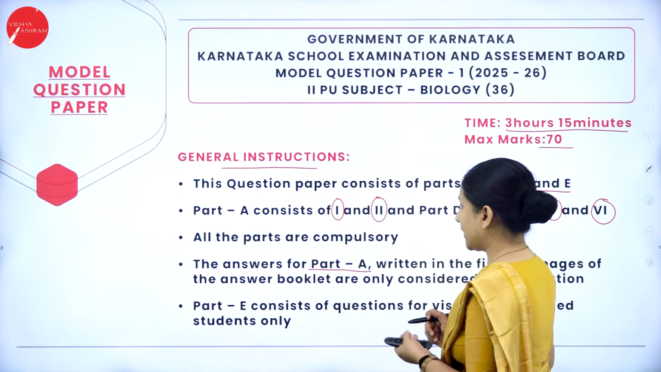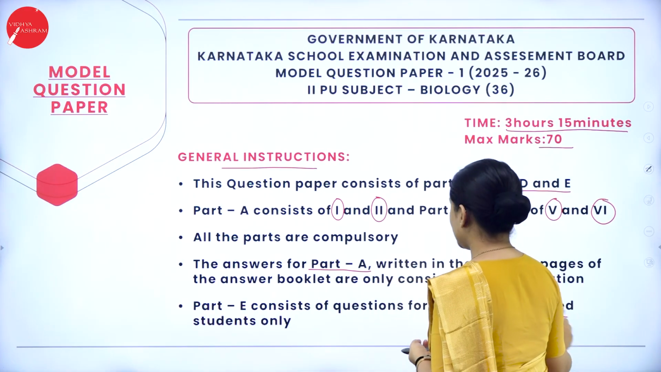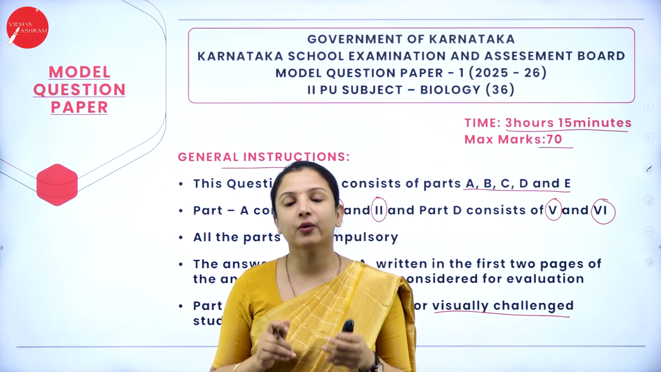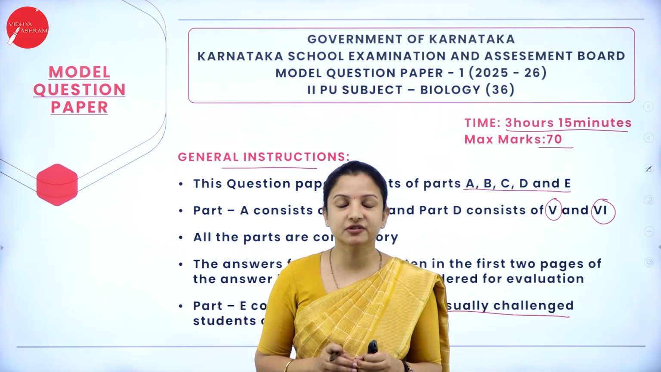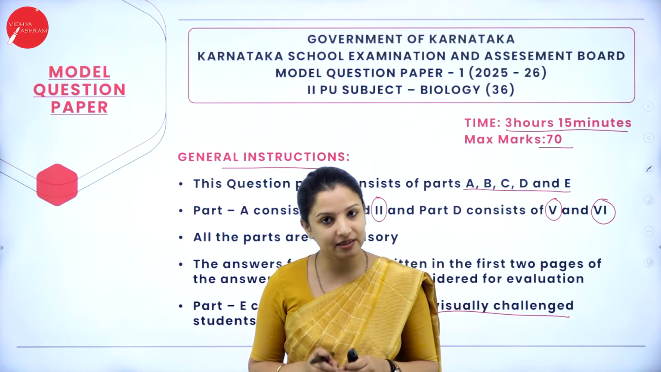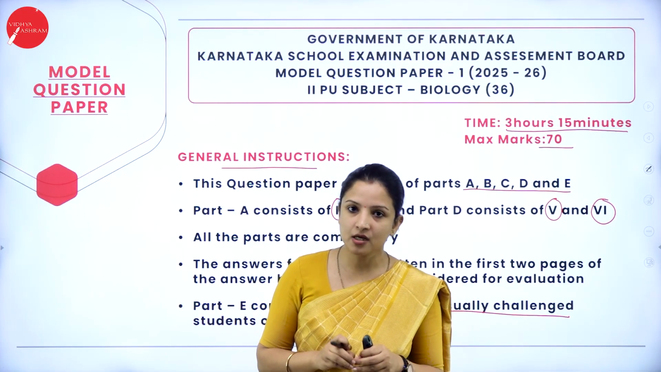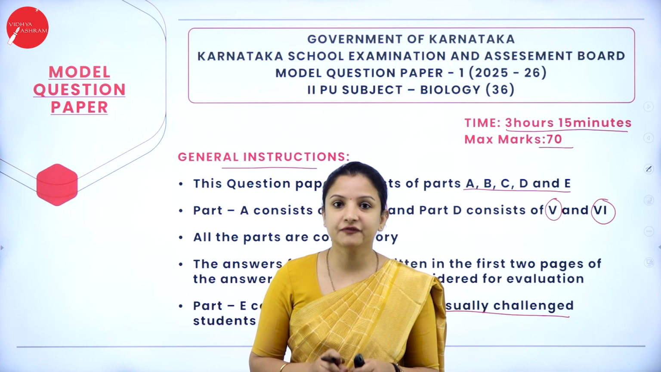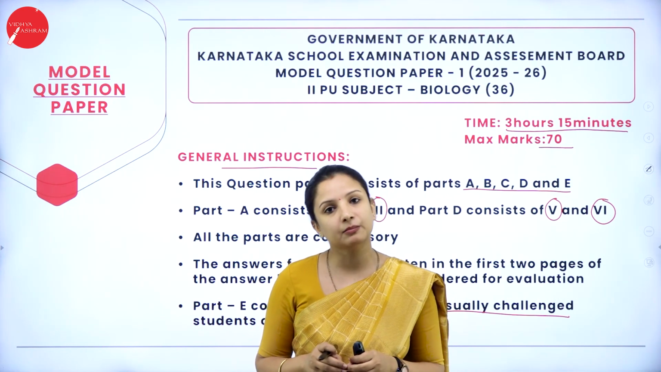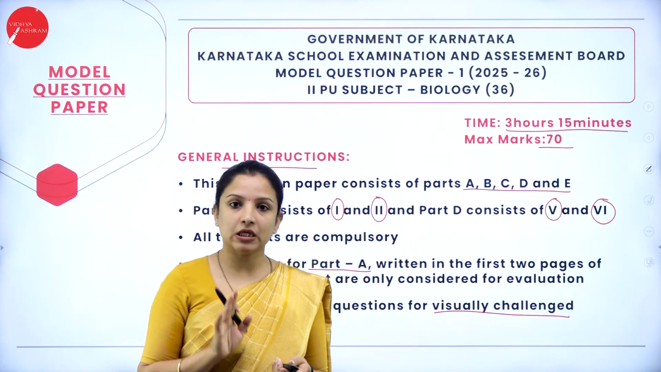Next, talking about part E. Part E consists of questions only for the visually challenged students. Apart from this, you should also know that wherever you draw diagrams, they need to be labeled. If it is a 3 mark question, 6 labelings are required. If it is a 5 mark question, 10 labelings are required. Even if you draw the diagram very beautifully, if there is no labeling, then the marks will be considered as 0. So labeling of the diagrams is very, very important.